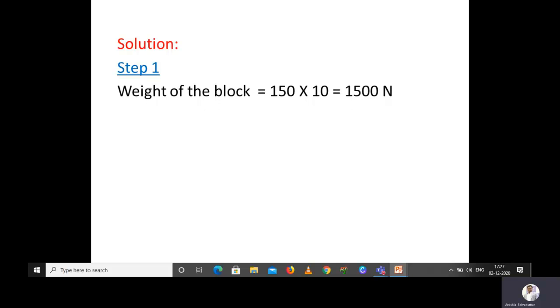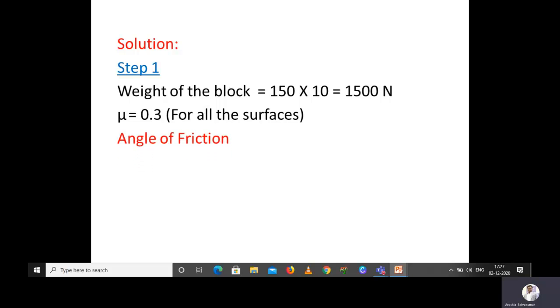The first one is weight of the block. So 150 kg. So here I am multiplying with 10. So it is 1500 Newton. Generally we will go with 9.81. Both are correct. Next one is the coefficient of friction for all the surfaces are given as 0.3. And very important thing is here we are calculating the angle of friction. So in the later part I will explain why we are calculating the angle of friction in this problem.